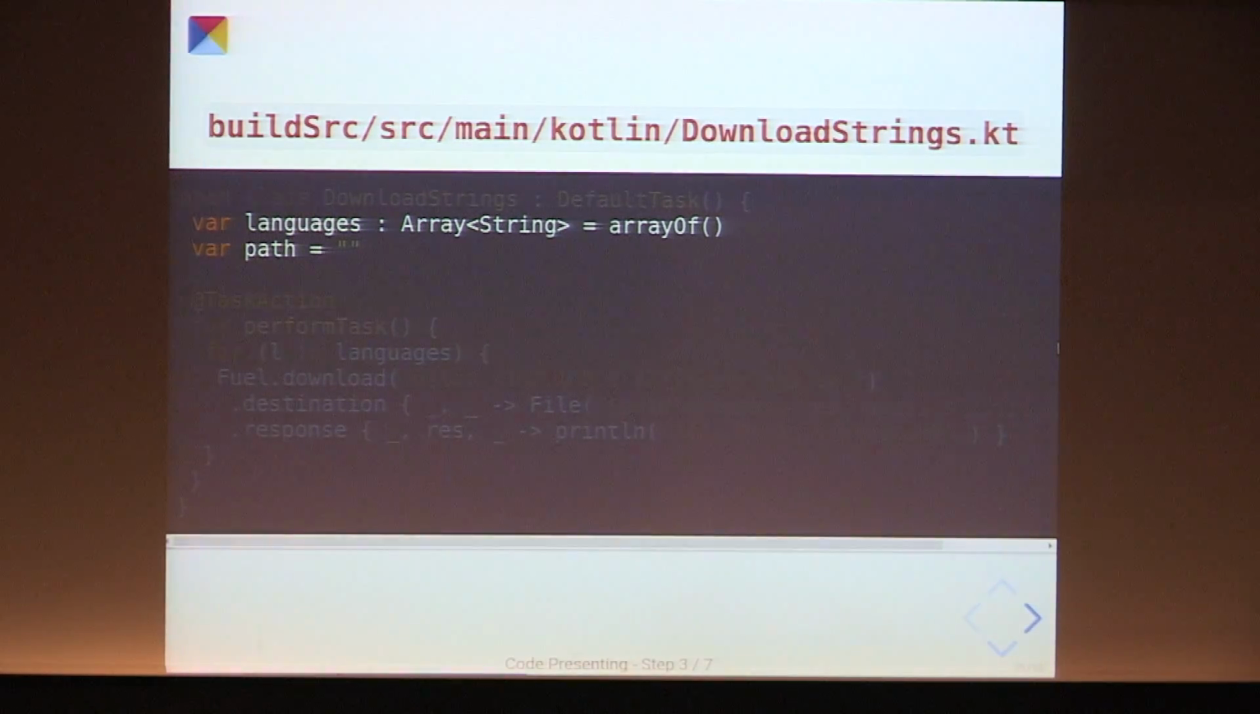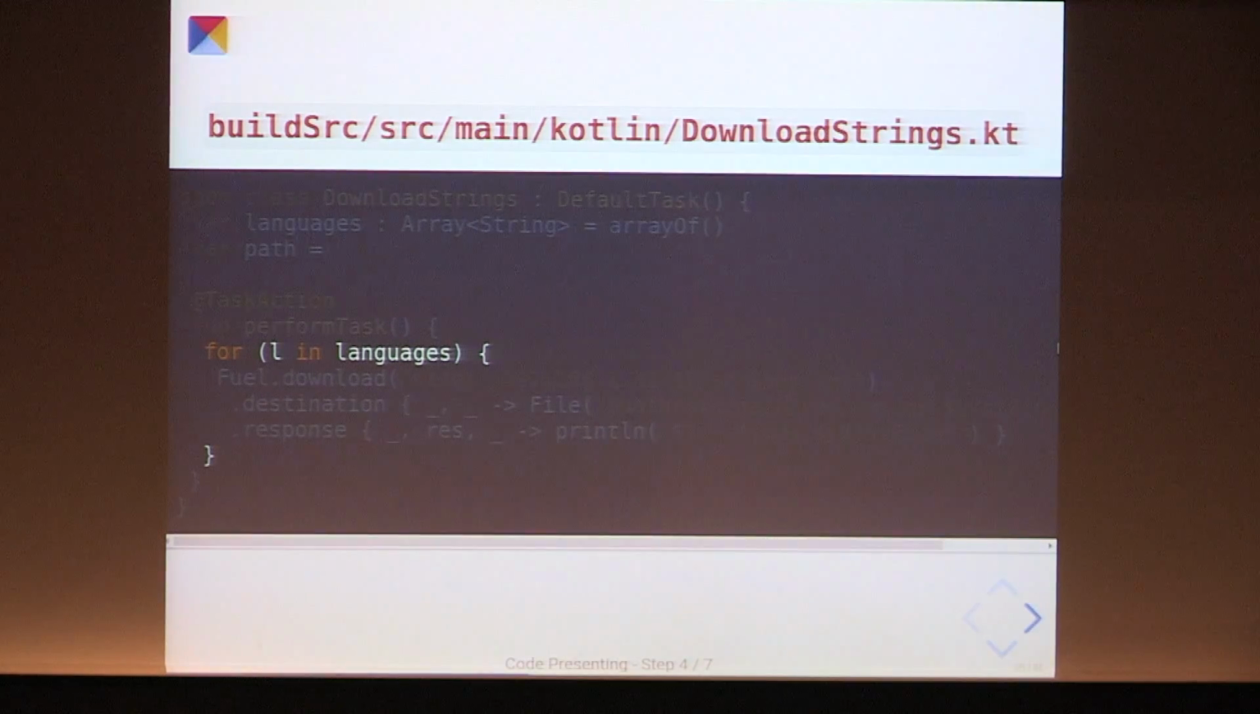I'm going to have a couple of parameters in here. Basically, I'm going to list the different languages that I want to download and a path in which I want to store the strings.xml files. And then it's basically a simple loop: for each language that I want, I'm going to download a specific strings.xml at a given URL. So right now it's a local URL.